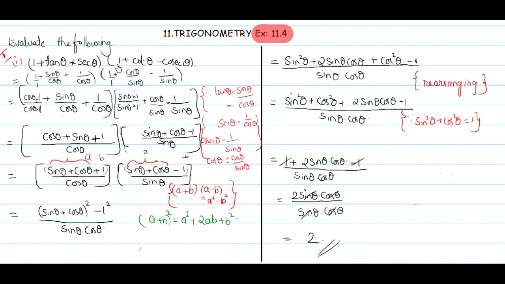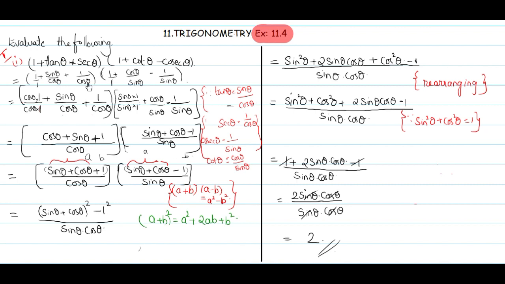Again, coming to the next bracket, 1 can be written as 1 upon 1. If there is nothing in the denominator, it means we have 1. Plus cot θ can be written as cos θ by sin θ. That also I have mentioned here. Then minus cosec θ can be written as 1 by sin θ, because the inverse of cosec is sin. So cosec θ can be written as 1 upon sin θ.